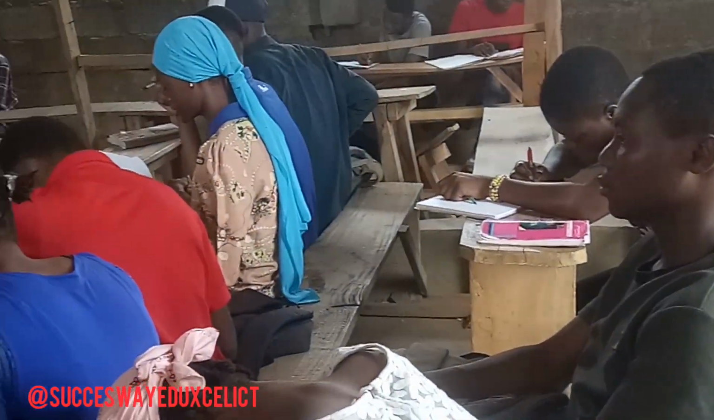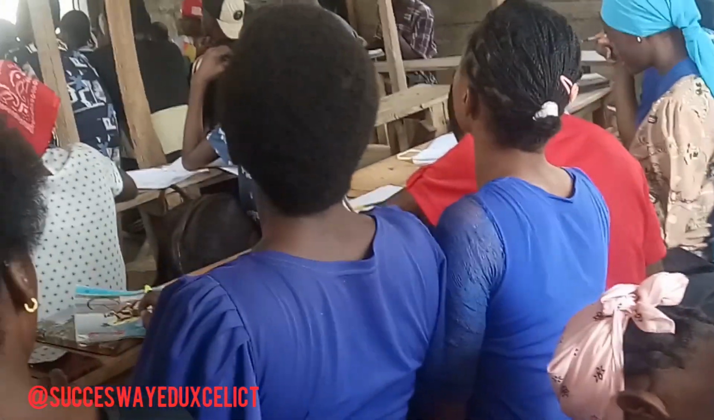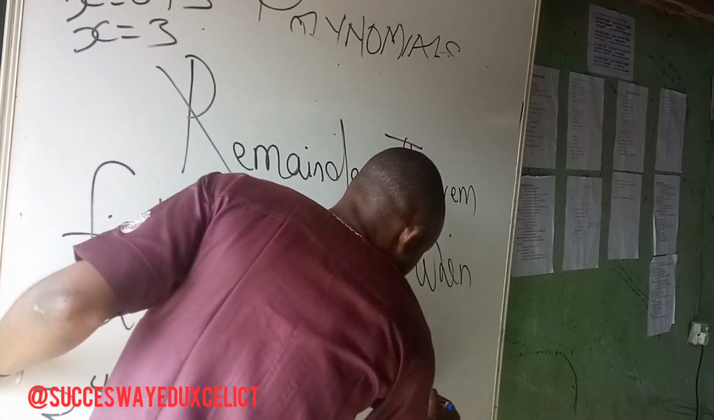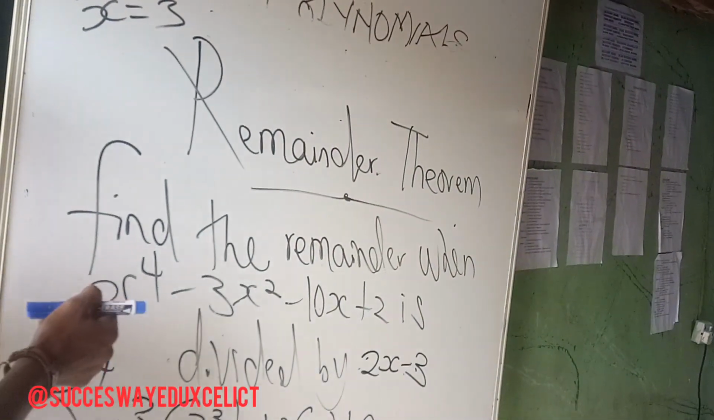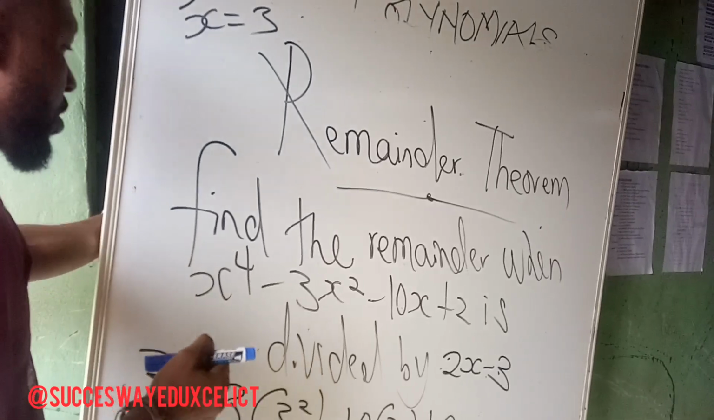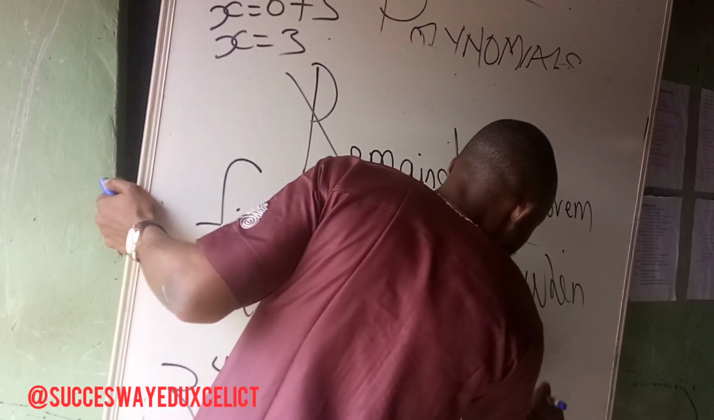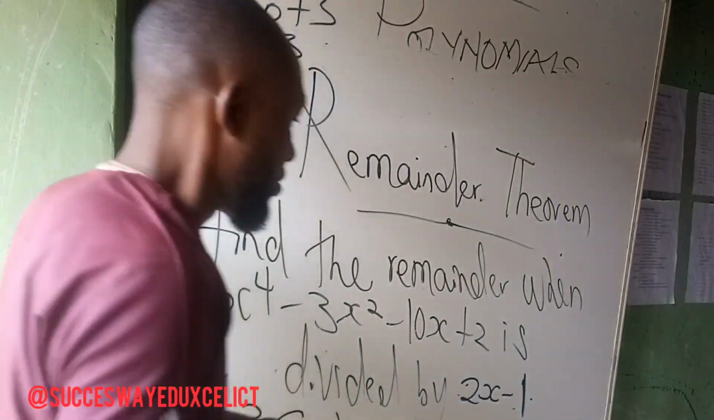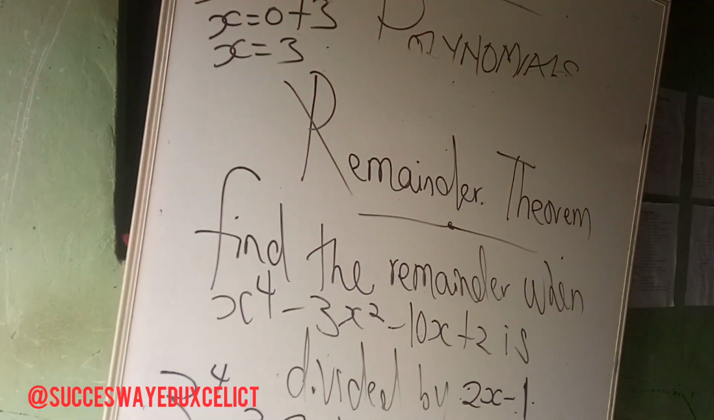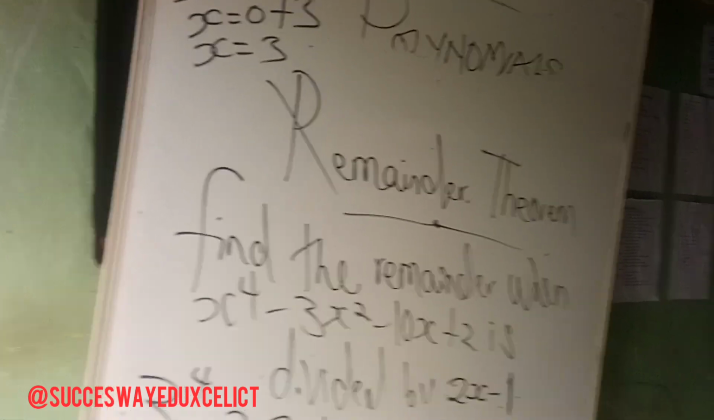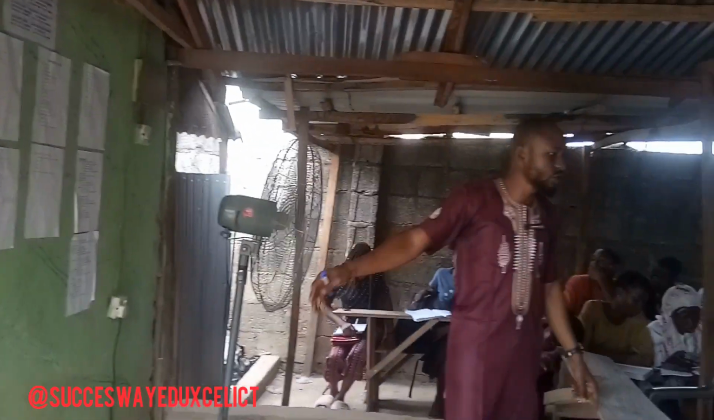Okay, let's assume you are asked to divide it by this. Look at this, 2x minus 3. What is going to be the remainder? Or let me change it to minus 1. It will be easier. They've given us the divisor to be 2x minus 1, and we're asked to look for the remainder. What is it going to be?